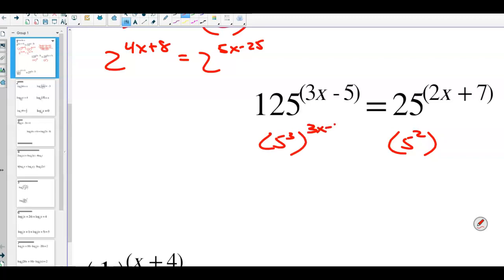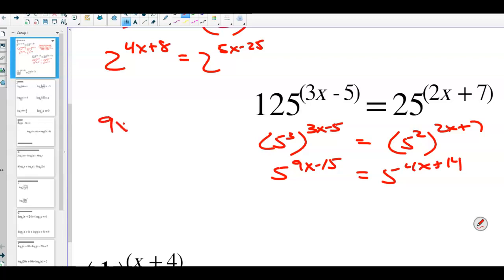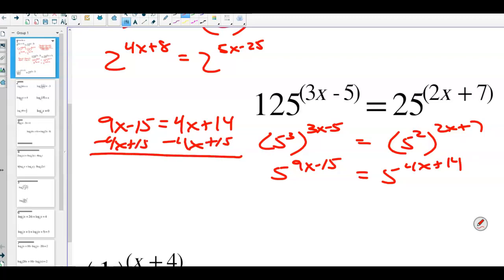And we're raised to 3x minus 5 on the left, we're raised to 2x plus 7 on the right. When you raise a power to a power, you multiply. And it's 9x minus 15 equals 4x plus 14. Once again, I'm a big fan of keeping the x positive wherever I can. In this case, we get 5x equals 29, and my answer is 29 over 5.